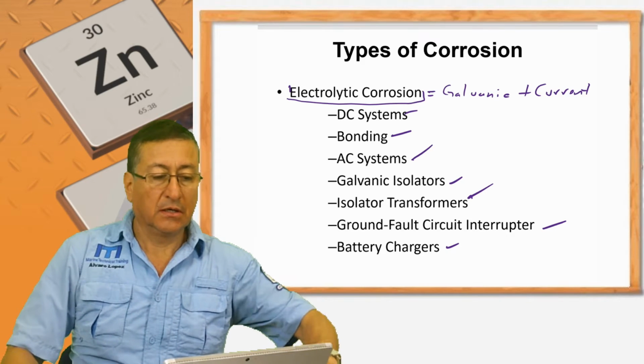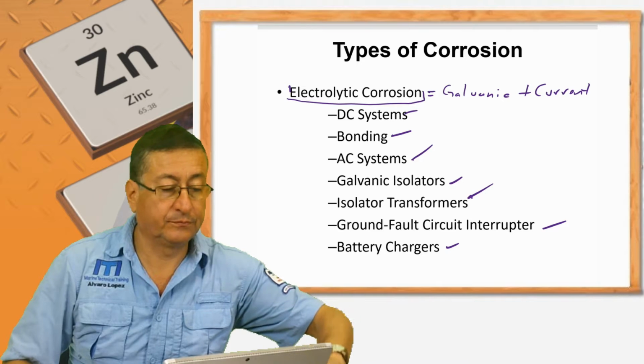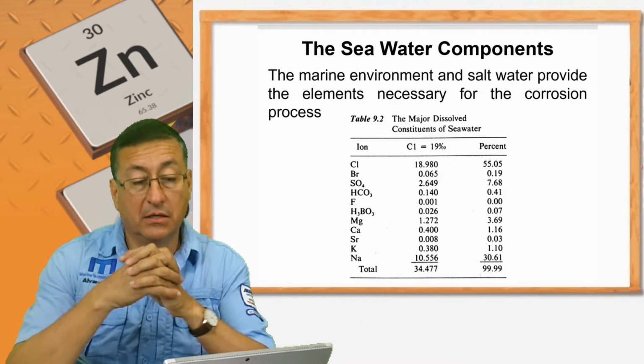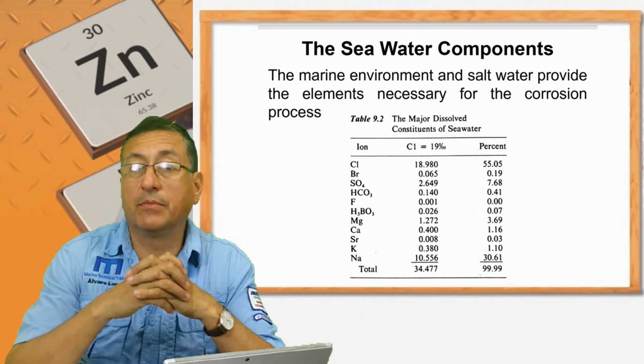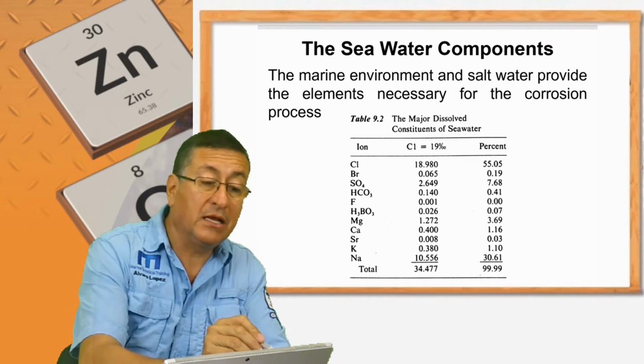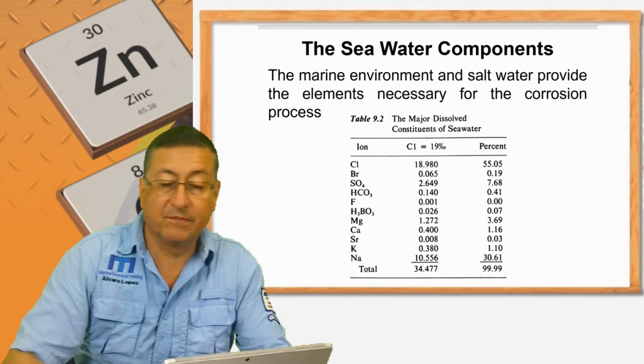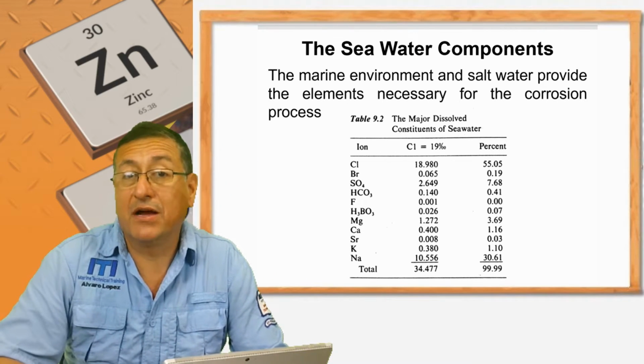Okay, my friends. This is in case of the electrolytic corrosion. And once again, the seawater, the marine environment, affects corrosion a lot. Let me show some important information. Why the marine environment is important.